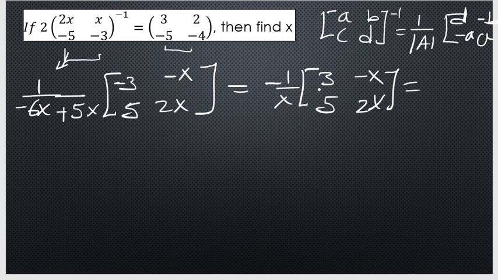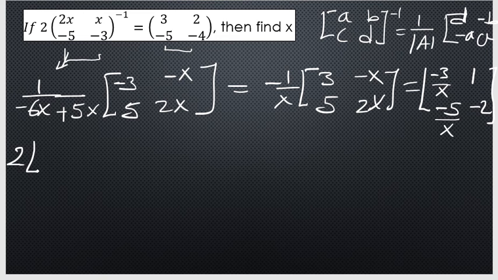Therefore, let's complete it, multiply. It's going to be negative 3 over x, and the other one will be just 1. And then negative 1 over x times 5 will be negative 5 over x. And again, it's going to be negative 2, the last one. Now we will equalize. This has to be multiplied by 2, the whole. 2 times this inverse means negative 3 over x, then there is 1, and negative 5 over x here, and then negative 2 here.